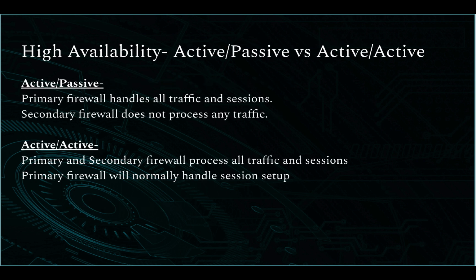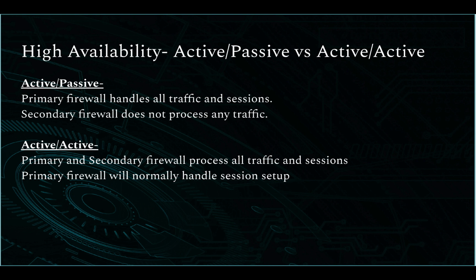Now, let's talk about the two different modes of high availability. The first, and this is the one that most enterprises choose to go with, is the active-passive mode. In that situation, the active firewall or the primary firewall handles all of the traffic and the sessions. That secondary or passive firewall doesn't process any of the traffic, and in most cases, the interfaces on that secondary firewall, that passive firewall, will be down.